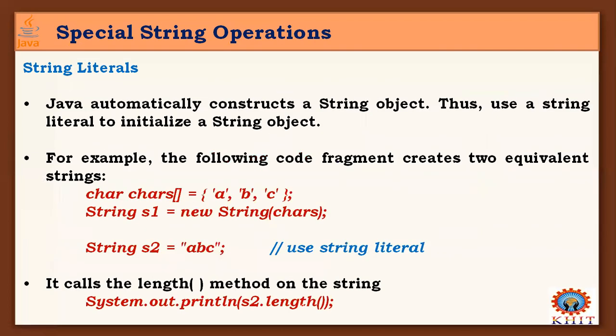First one is string literals. Java automatically constructs string objects by creating objects of a string from the string classes. And here, a string literal is used to initialize a string object. So a literal is nothing but a string value, and that string value is assigned to a particular object.